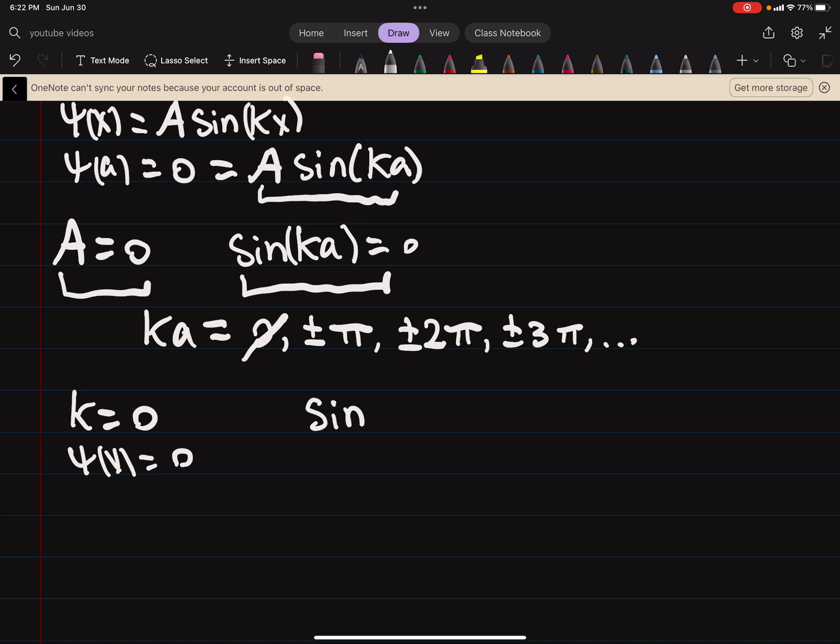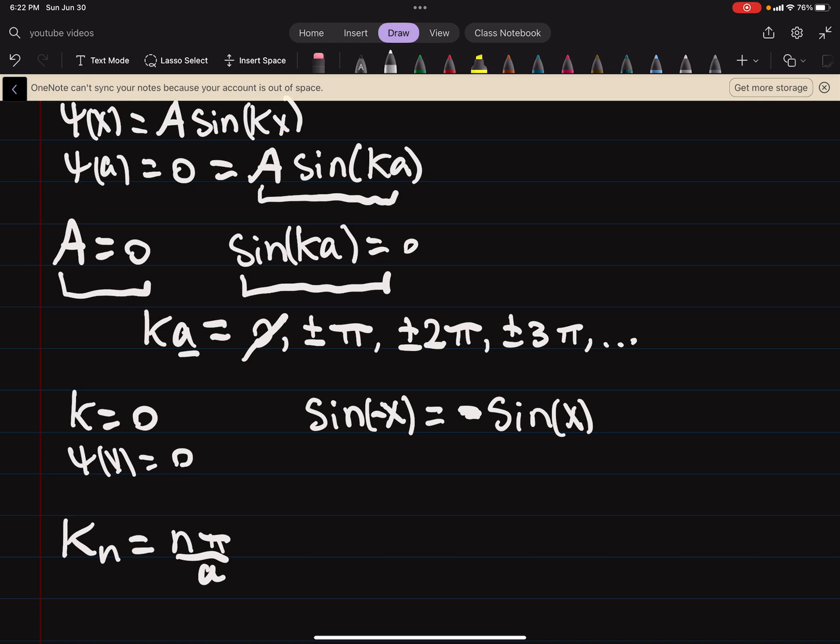Now, as for the other terms, we have the positive and the negative terms. But remember, sine is an odd function. So sine of negative x is the same thing as negative sine of x. So this negative sign that you get from the negative arguments can just be absorbed inside our constant, since -1 is a constant. So really then, what we have is k_n equals n pi over a. We take our positive pi's, divide by this a, and we have n of them. So n is an element of the natural numbers, which, if you're not familiar with that set, is just 1, 2, and so on.